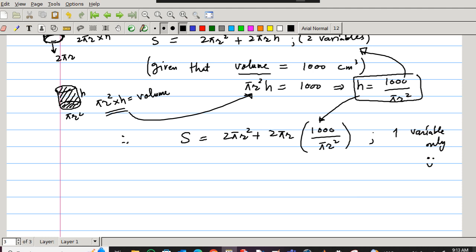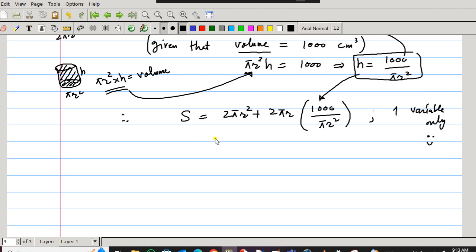So now I can cancel. Pi will be cancelled, 1 r will be cancelled. So I got 2 pi r square plus 2 into 1000 becomes 2000 divided by r. And now my radius has to be positive. That's the only thing I know. Because volume is fixed, I cannot include r equal to 0 here.